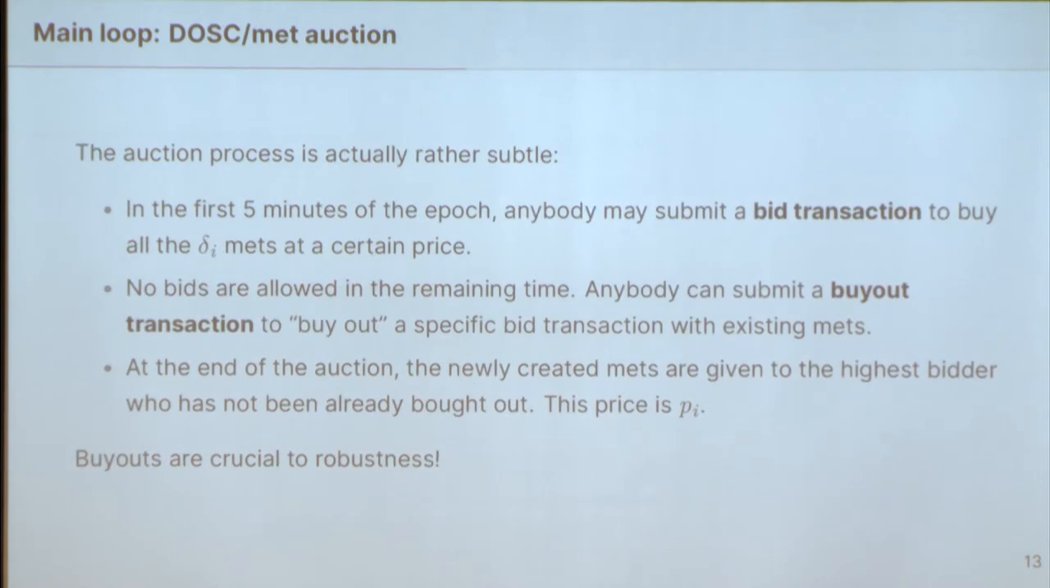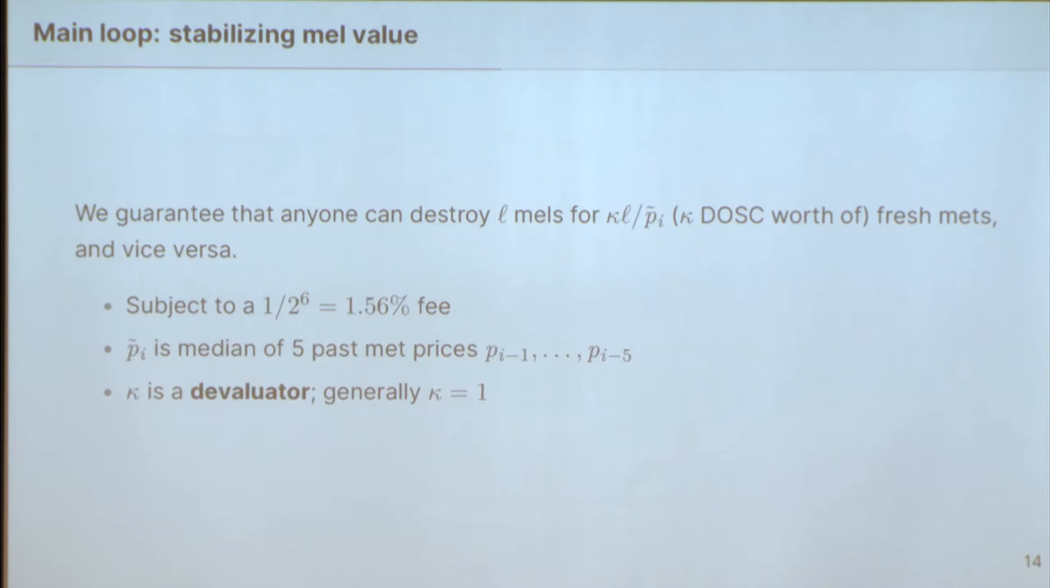And it's a two-phase auction. First of all, we submit bids. People submit bids for the delta I, the newly created METs. However, one interesting thing is that in the second phase of the auction, we allow random people to come in and fill in these orders, essentially. They can buy out their bid, and only the remaining bids actually contribute to the price feed. This is because delta I is a rather small number, and if we don't have this buyout procedure, it's very easy to attack the system by simply overbidding for METs, and you wouldn't need to waste a lot of money to do so. And now we have a price for the MET.